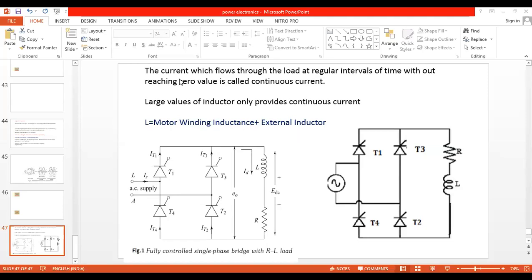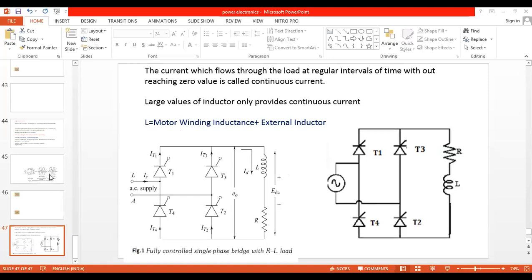Our ultimate aim is to control the speed of the motor continuously. So the motor should not be stopped at any instant of time. So we should concentrate on a word called continuous current. All the power electronic circuits are designed to provide continuous current only. So what is that continuous current? The current which flows through the load at regular intervals of time without reaching zero value is called the continuous current.